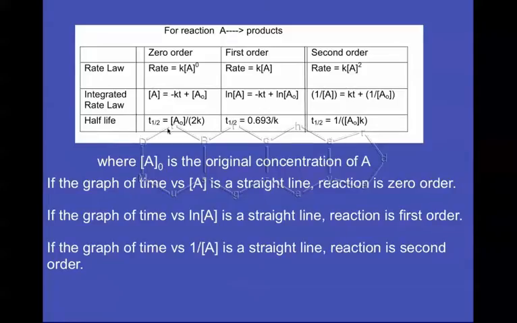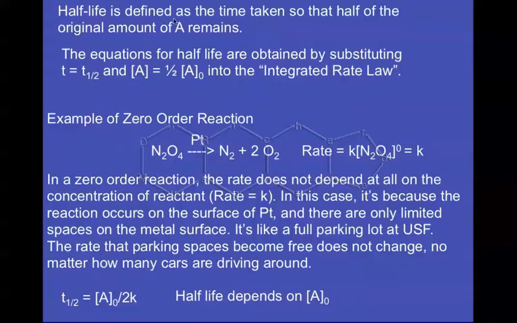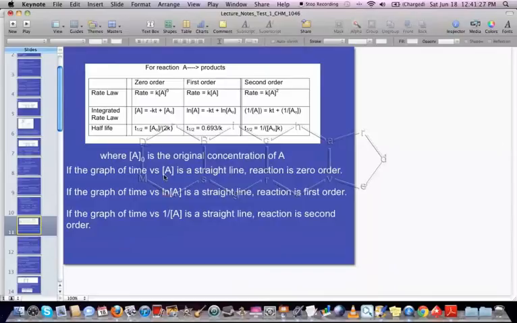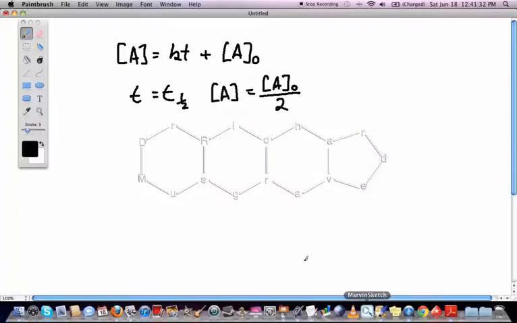The other thing that's going to be important here is half-life, and we'll be doing half-life calculations, and half-life is defined as the time it takes so that half of the original amount of the reactant remains. And that means that we can take any of these equations here, and we can plug in t for t equals half-life, and then we can plug in [A] for [A]0 over 2. And I'm actually going to show you an example of that. It's going to be different for each one we do, but I'm just going to do the zero order over here.